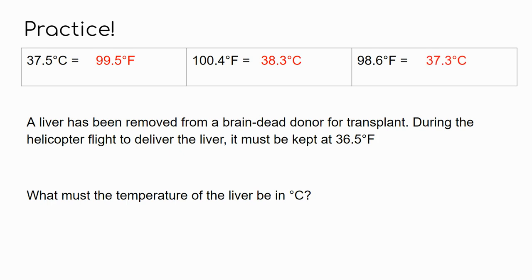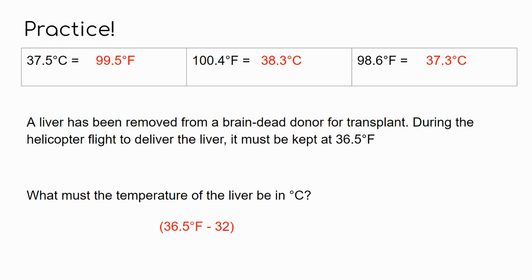Okay, so here's what it tells me. The liver's been removed from a brain dead donor. During the helicopter flight to deliver the liver, it must be kept just above freezing at 36.5 degrees Fahrenheit. So what must the temperature of the liver be in Celsius? Right? Probably because the cooler has a Celsius reading. Make sure it's not too hot, not too cold.